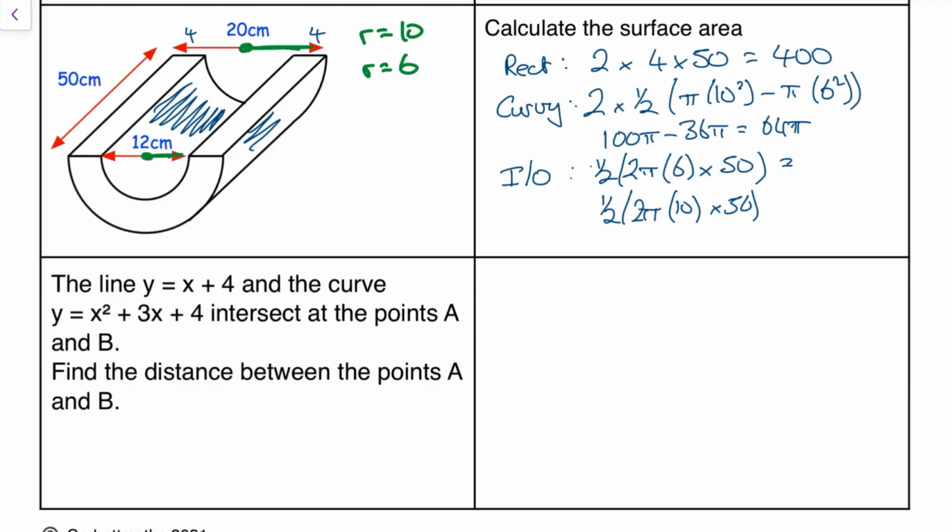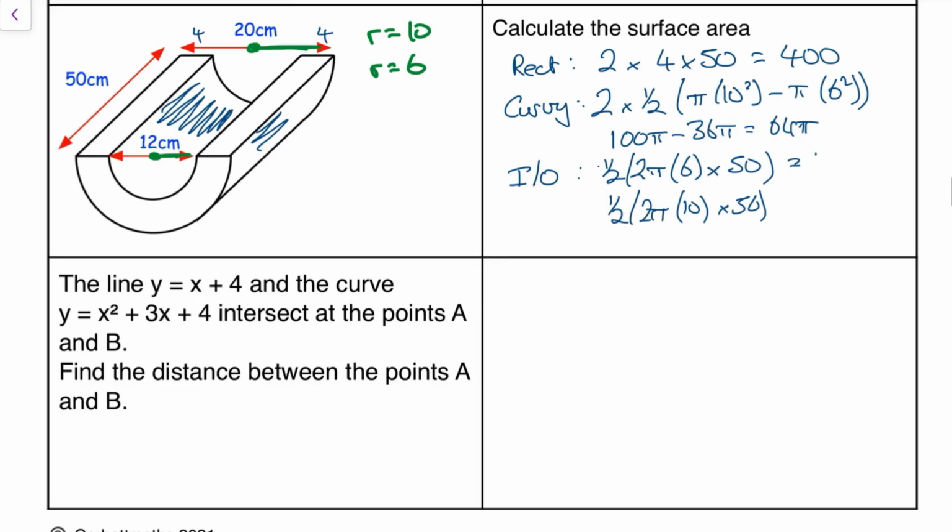So a half times 2 cancels. 6 times 50 is 300, so that's 300 pi. And the outside one, again, half and 2 cancel. 10 times 50 is going to be 500 pi. So let's be clear about what I've got. I've got the rectangles, I've got the curvy bits on the ends, and then I've got the inside curvy bit and the outside curvy bit.